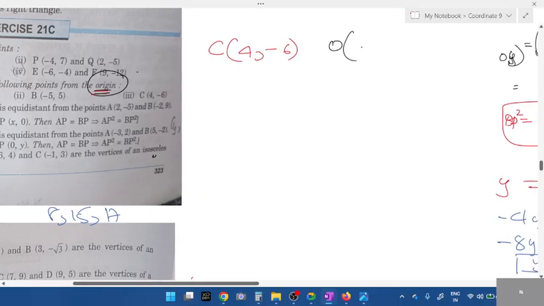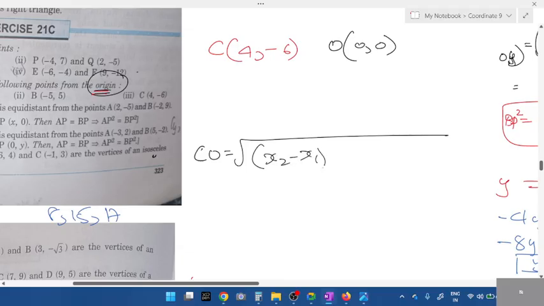In origin, what is the value, students? Origin, I'll take as 0 comma 0. So we need to find the distance between OC. Okay, O and C. So you can write OC or CO. Distance between CO, same formula. X2 minus x1 the whole square plus y2 minus y1 the whole square. Take this as x1, y1, x2, y2. Substitute, find the answer.